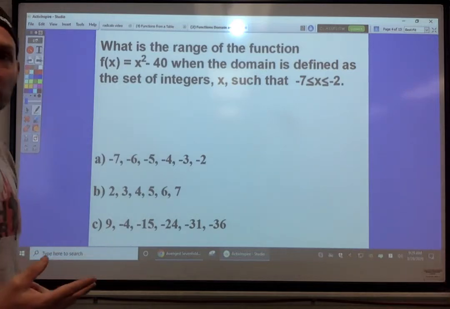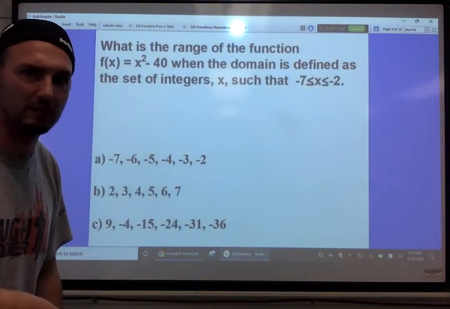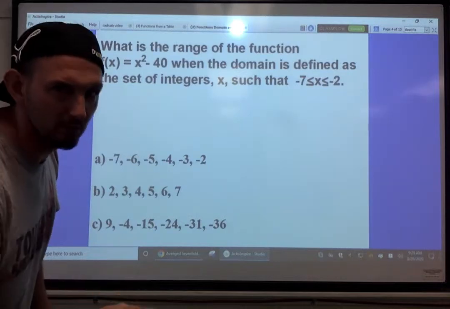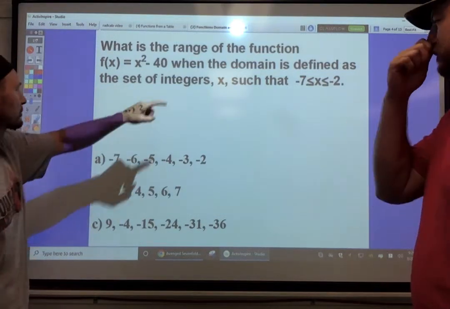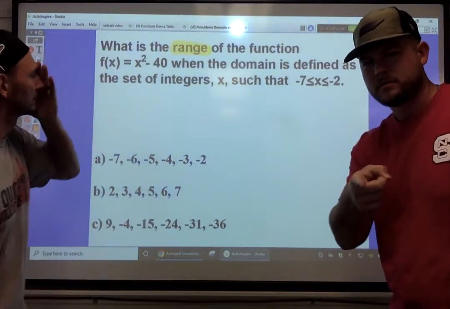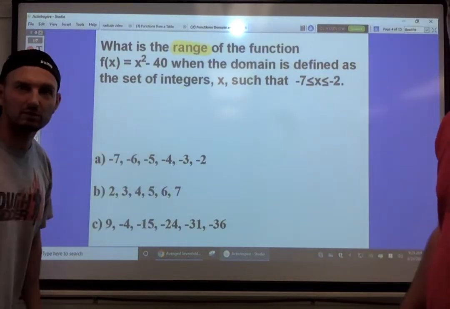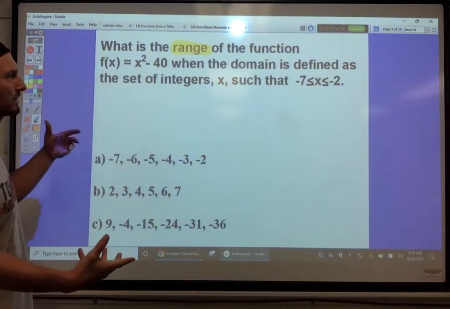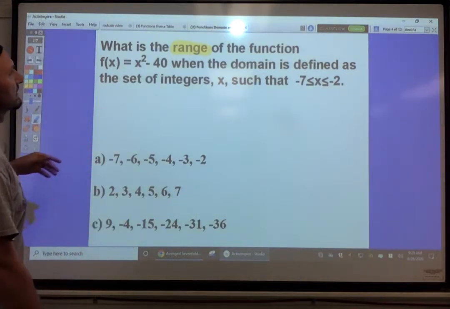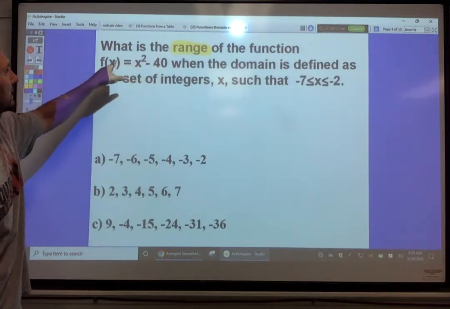Now we're going to go over this one. And then the next 2 slides you can try, and then we're just going to put the answers. So pay close attention to this part of the video. What is the range? Range is what? Yeah, you said it. Output. Y values. So another name for range is the output when we plug something in.